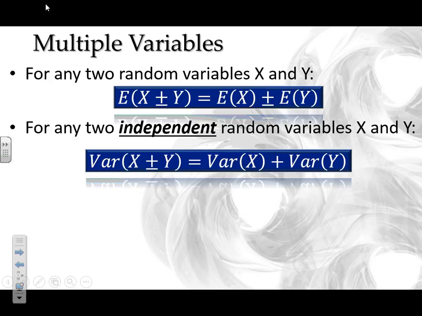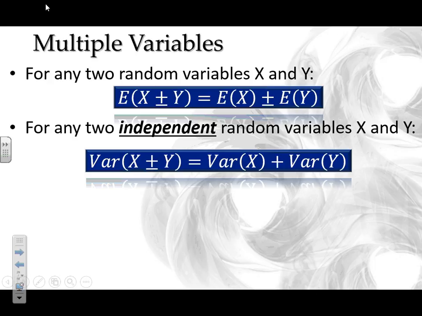When we look at two independent random variables, that's the second main key here. The two variables in question must be independent. You need to highlight that, star it, write it again in the notes, whatever you need to do to make sure that stands out. The two variables must be independent of one another.